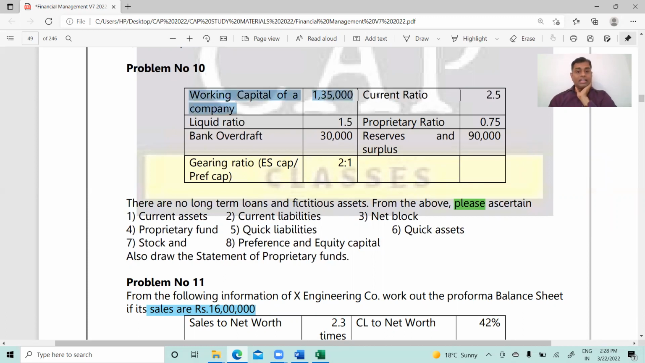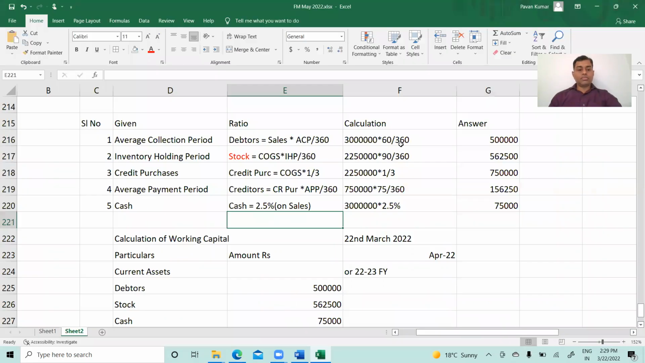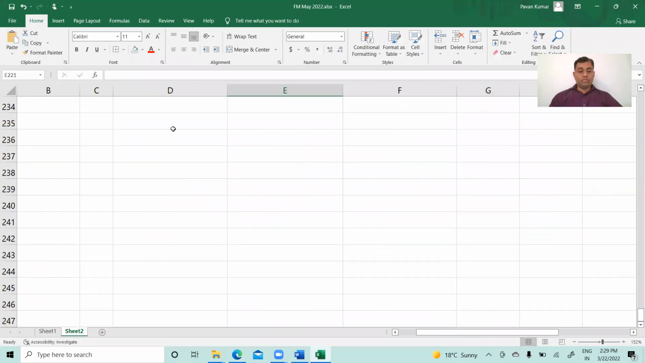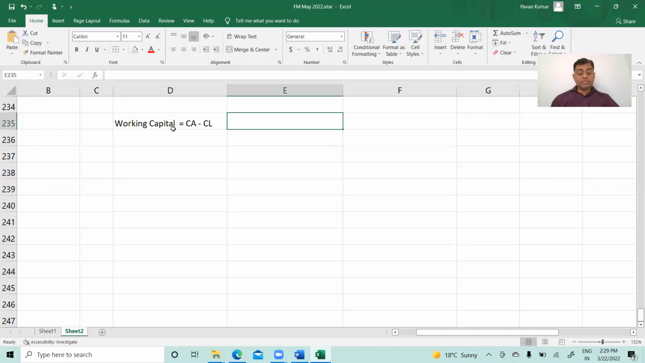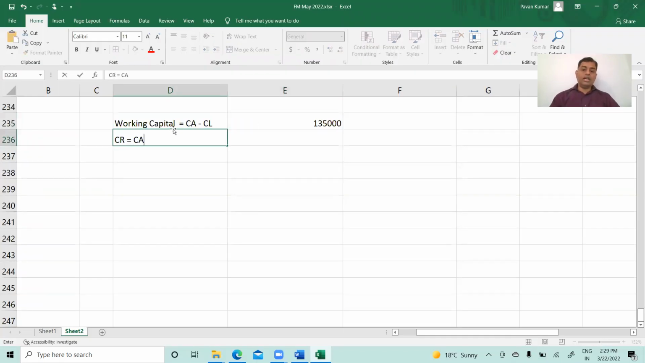Working capital 1,35,000. Current ratio 2.5. Do you remember I told you, when working capital is given and current ratio is given, what will you do? Shall we start? Yes, working capital, how much? 1,35,000. After I write, now tell me, current assets by current liability, how much?